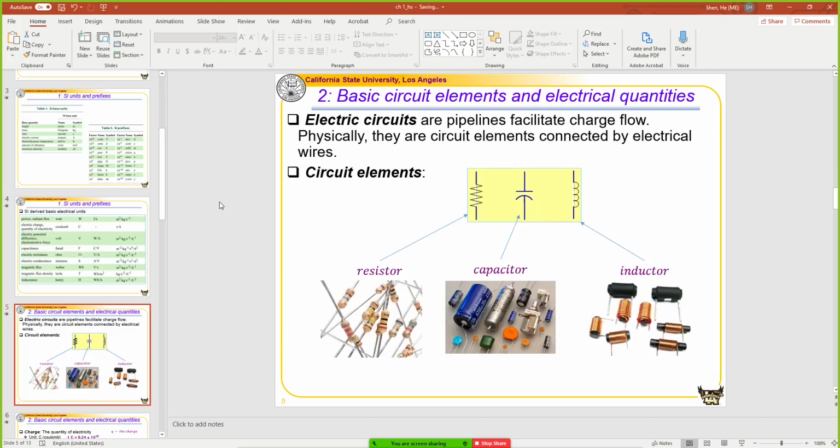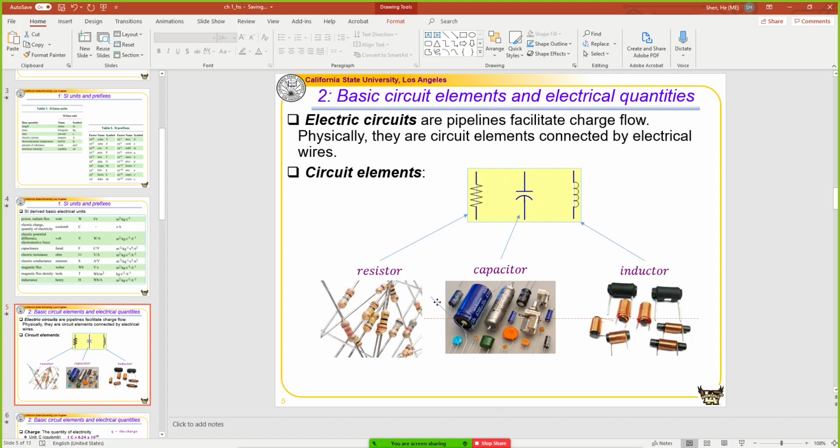Let's look at the basic circuit elements. We only have 3 basic circuit elements. The first one is a resistor. A resistor has a symbol like this, with a zigzag pattern. It represents that it will resist current flow through this element. The second one is a capacitor. There are many different types of capacitors, and some capacitors, for example, are ceramic capacitors like this.